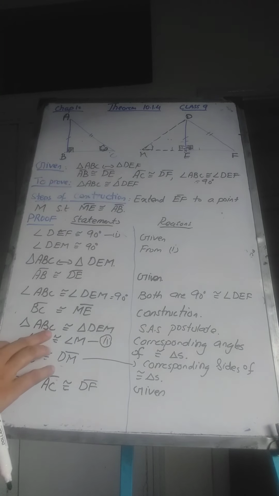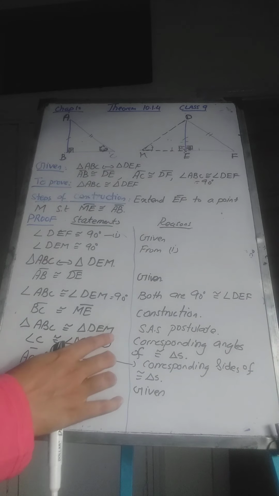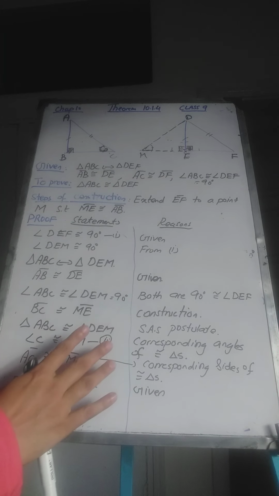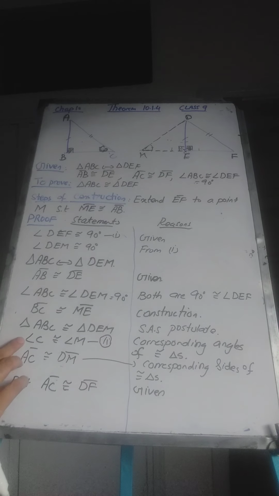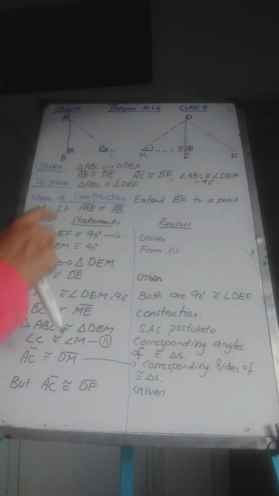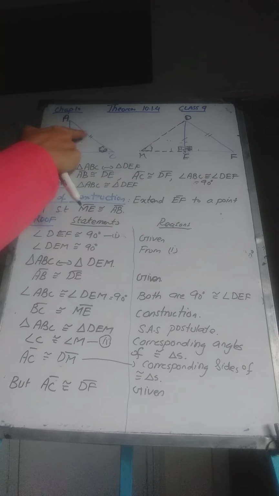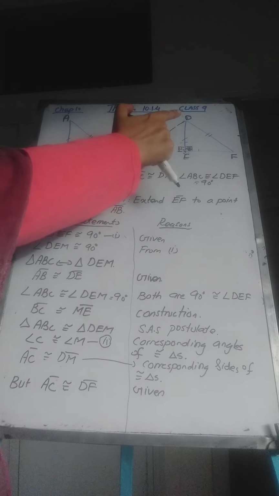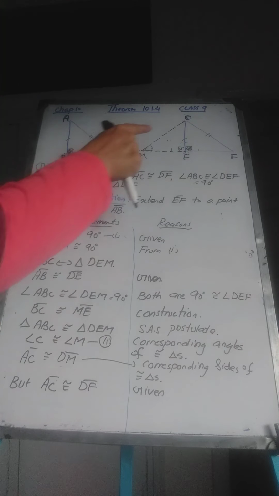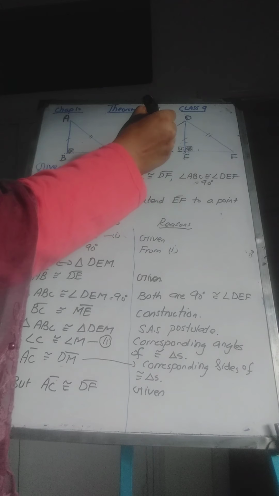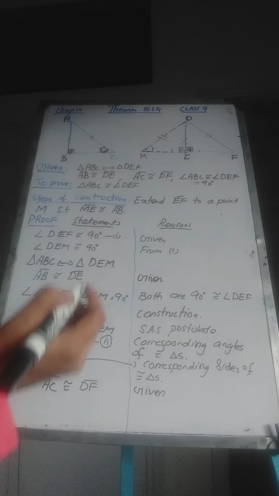So both the sides are congruent because they were the corresponding sides of these two congruent triangles. Similarly, the angle at the point C will be congruent to the angle at the point M because they are corresponding vertices, and the angles at corresponding vertices will always be equal. So we have got two results. Angle C is congruent to angle M, and AC is congruent to DM, but AC was congruent to DF. This was given to us. This means that if AC is congruent to DM and AC is also congruent to DF, then DM and DF are also congruent.